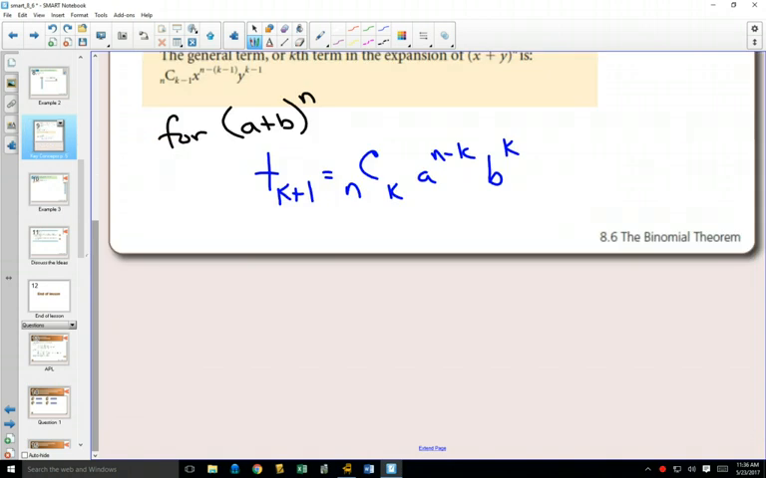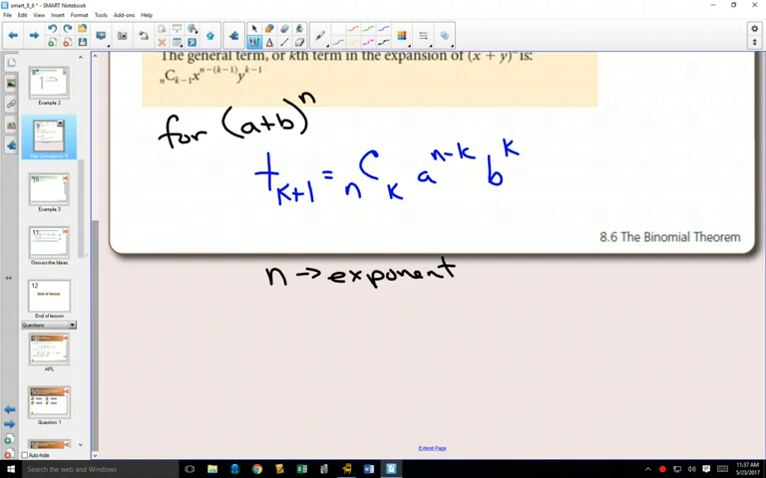So a little bit about what everything stands for. n is whatever your exponent was to start off with. So if you had (a plus b) to the 7, then n is 7. (a plus b) to the 12, then n is 12. So whatever our exponent is right at the beginning, that's our n.